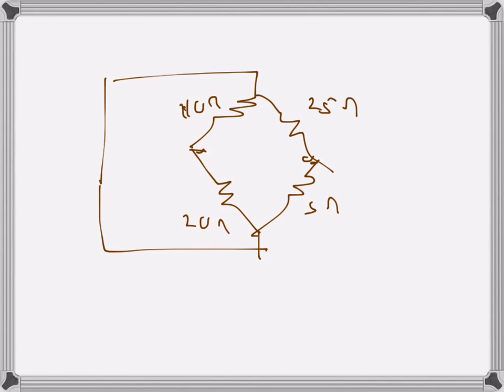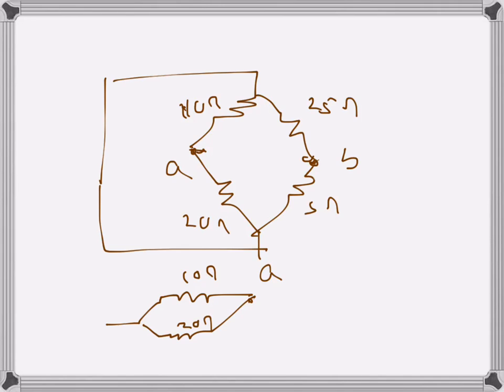When we have this arrangement, this can be redrawn like this. Let's call this terminal A, and this terminal B. This is terminal A, and that will be 10 ohms and 20 ohms, and this is terminal B. So this terminal and these two terminals are now the same terminal.